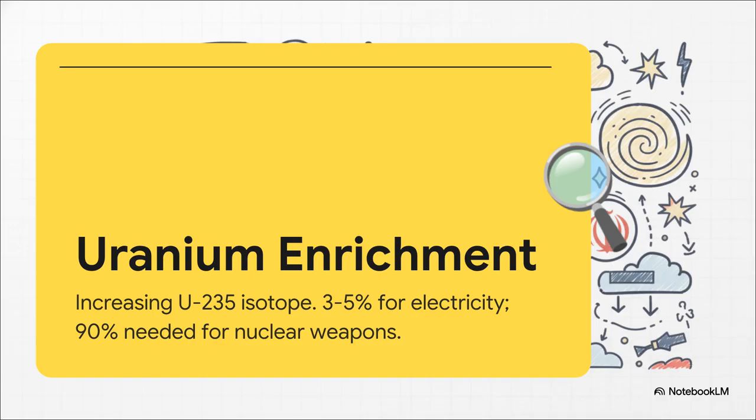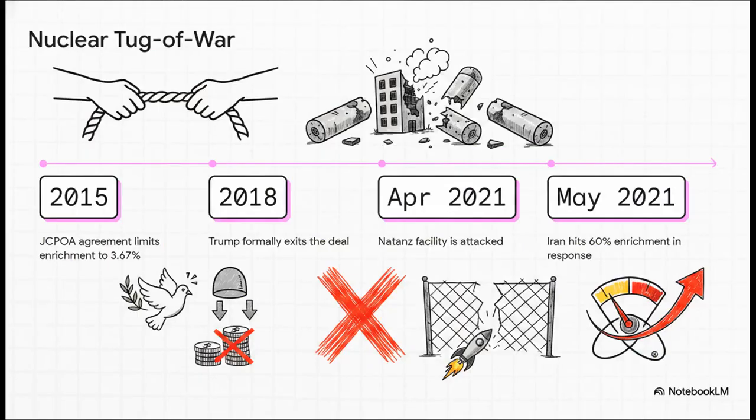Natural uranium has less than 1% of the U-235 isotope. If you enrich it to roughly 3 to 5%, great, you can power a civilian city. But if you push that enrichment all the way up to 90%, you now have the core material for a nuclear weapon. What followed was just a wildly volatile tug-of-war.